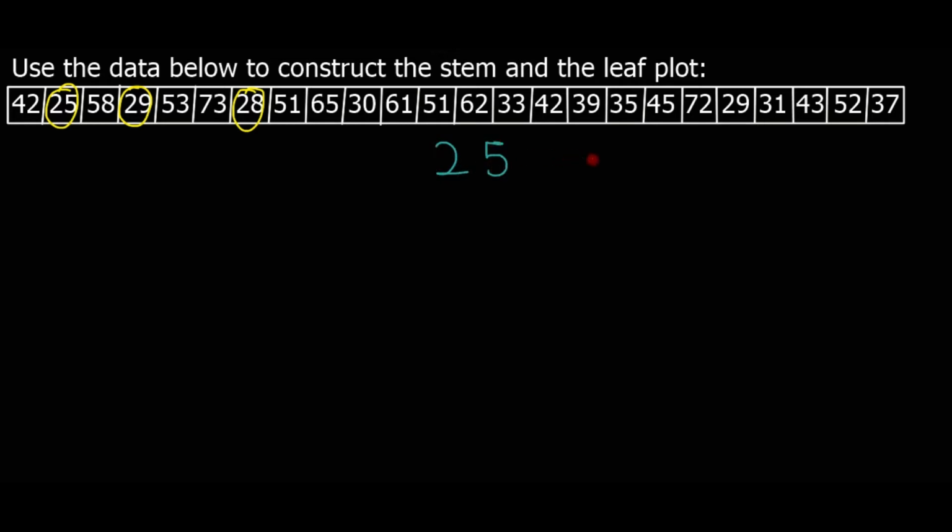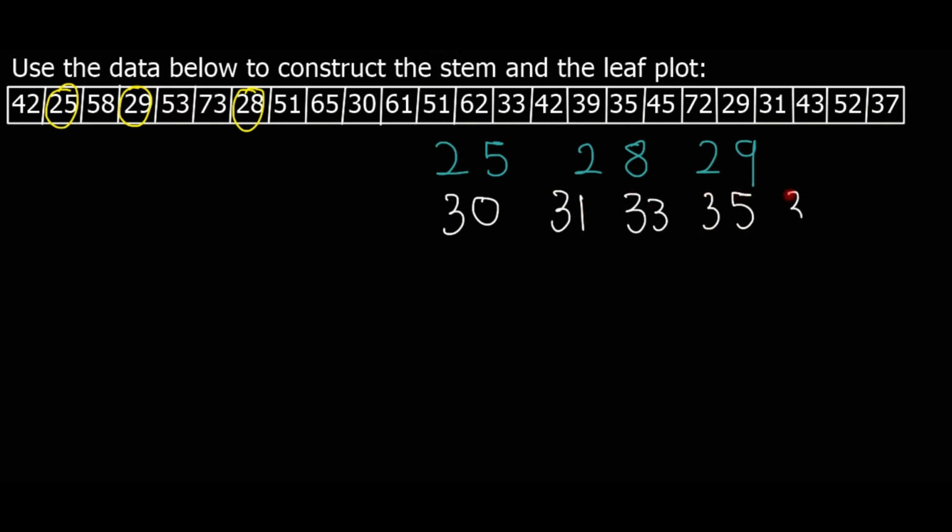25, and then 28, and then 29. So the 20 something finish on 29, and then now we look at the 30 something. The 30 something are 30, 31, 33, 35, 37, and 39.